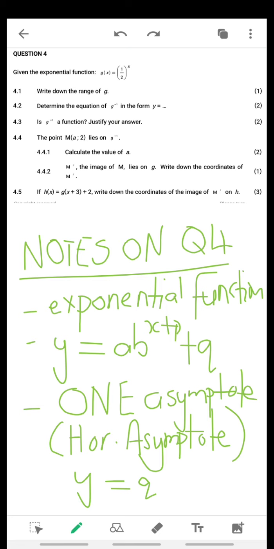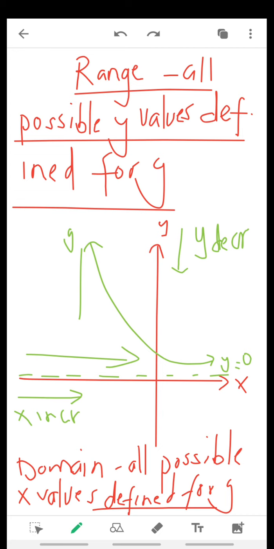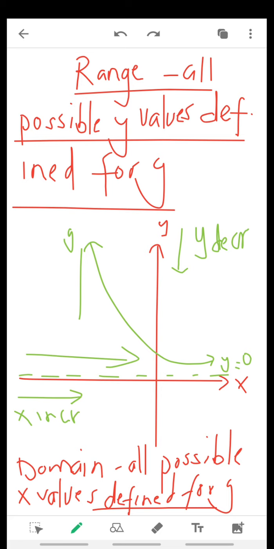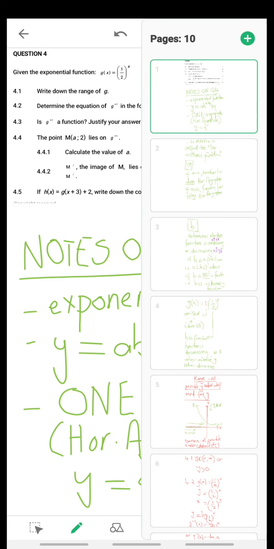Okay, so they want us to write down the range of g. I think this is the sketch that we are having. How did I know that my horizontal asymptote is zero? Let's go back. I knew that it is zero because there is nothing here. So the value of q is zero. So as a result, that's why on my diagram, I have my dotted line where y is equal to zero on the x-axis. And then my function is this one, which is a decreasing function. I've already said that. So that means its range, as asked, let us look at that one.